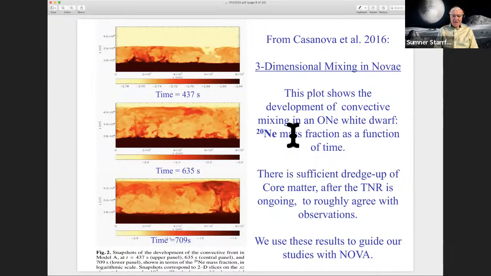When does that happen? We're going to use the three-dimensional, finally, studies of mixing in a nova done by Jordi Casanova in Barcelona. He's not there anymore, with collaborators, studying the fact that if you take a runaway, in this case on an oxygen neon white dwarf, and you wait and see what happens, once the thermonuclear runaway is ongoing and super, it starts entraining and getting material from below up into the accreted layers. If you follow it long enough, and of course this is a major computational effort, you find roughly sufficient core matter mixed up into the accreted matter. And so we use those studies to guide our studies. Although Jordi Jose has actually taken those studies and put them back and forth with 1D studies.